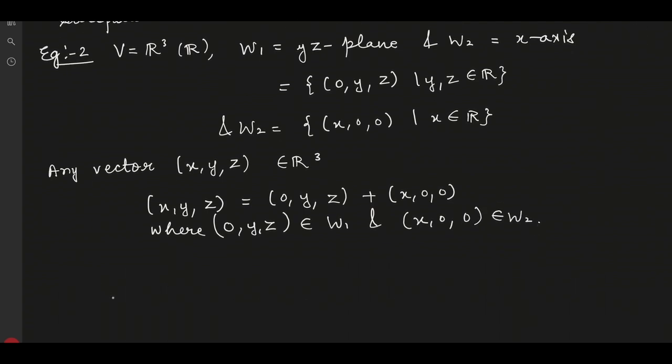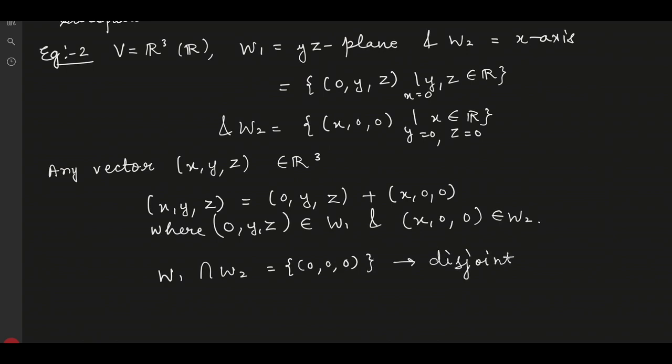And also, what will be their intersection? Here x is 0, here y is 0, z is 0. So their intersection will be 0 0 0, a subspace, no? This is disjoint also. So R cube over R can be written as a direct sum of the given two subspaces. So W1 and W2 are complementary subspaces.